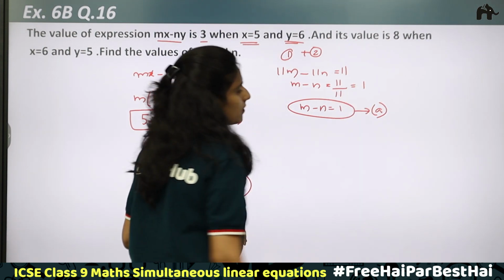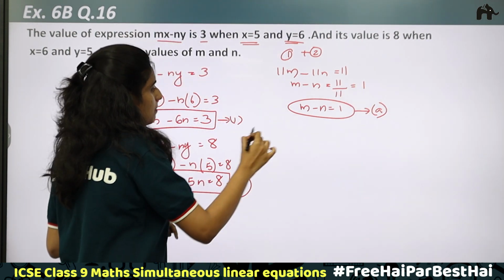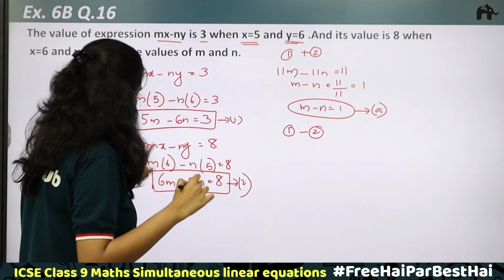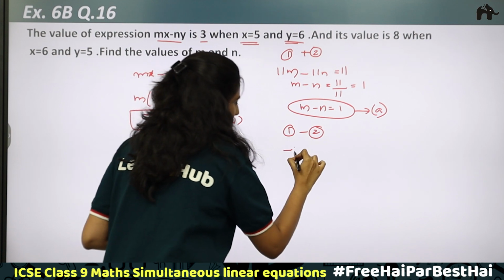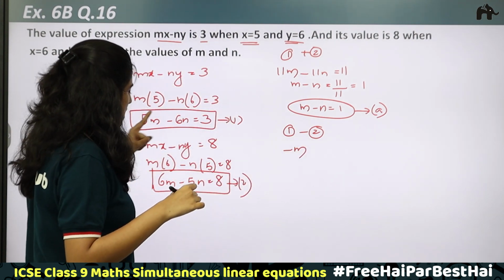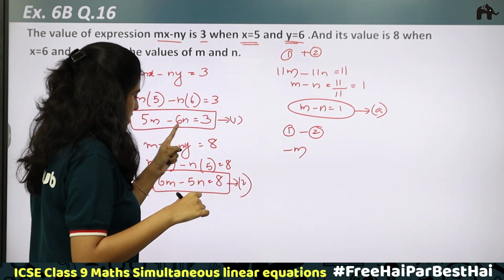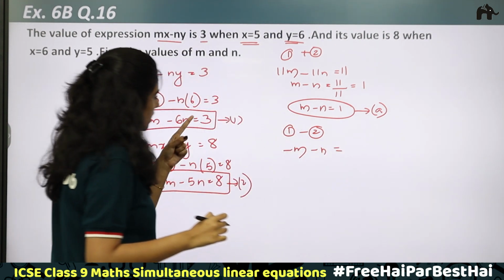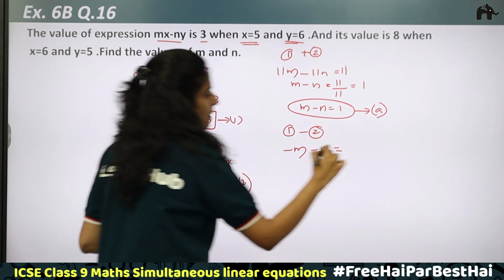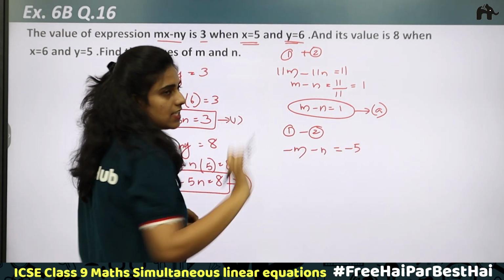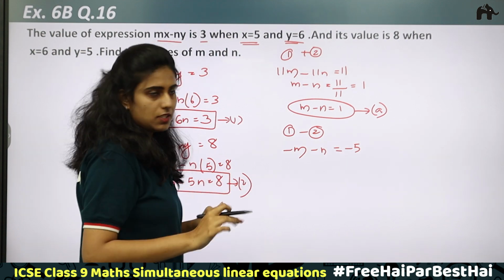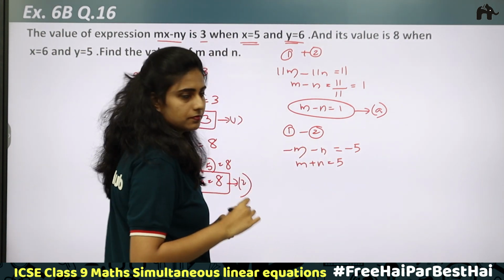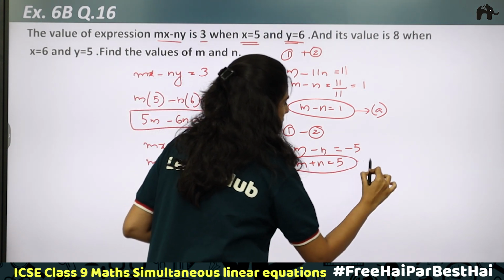Equation A. Next, subtracting 1 minus 2. 5m minus 6m, that is minus m, minus 6n minus of minus 5n, minus 6n plus 5n, which is minus n, is equal to 3 minus 8, which is minus 5. Negative signs are there with all the terms which can be removed. So this becomes m plus n is equal to 5. So this is equation B.